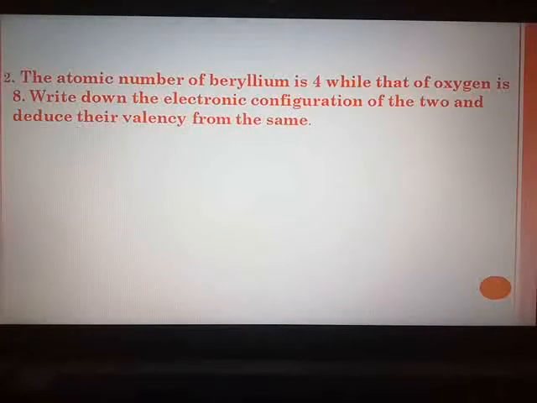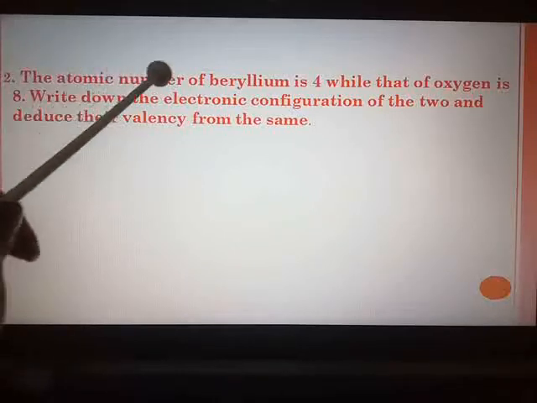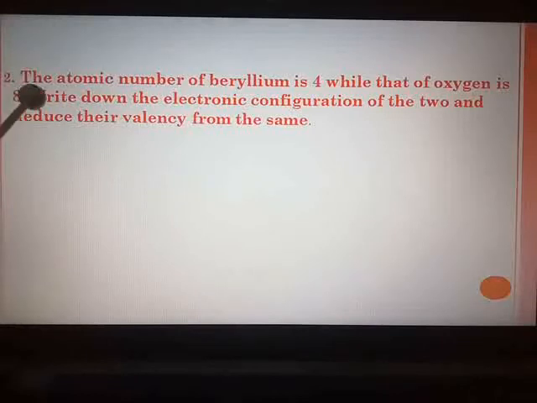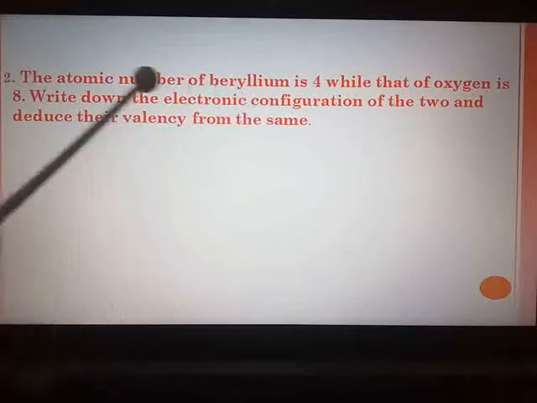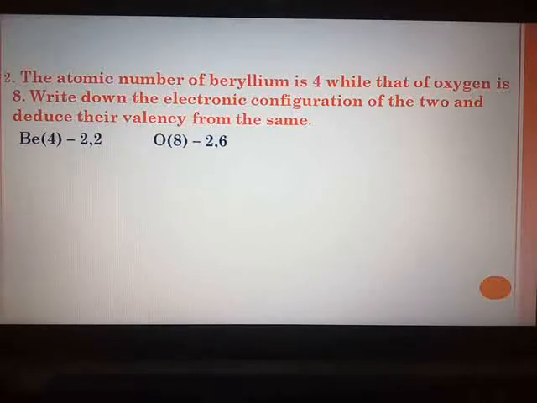The next activity, same page number 24. Think about it. The atomic number of beryllium is 4 while that of oxygen is 8. Write down the electronic configuration of the two and deduce their valency from the same. First write the electronic configuration. Beryllium 4 is 2, 2, oxygen 8 is 2, 6.